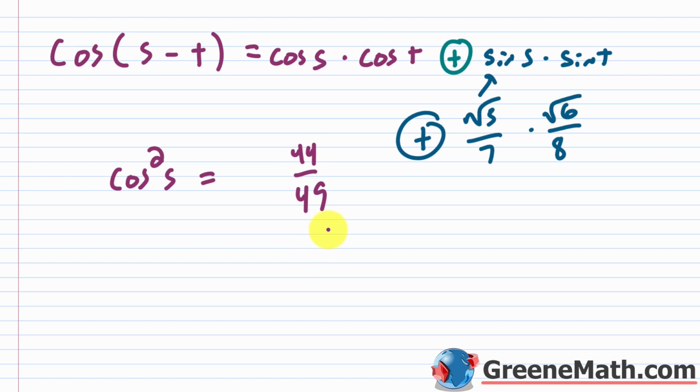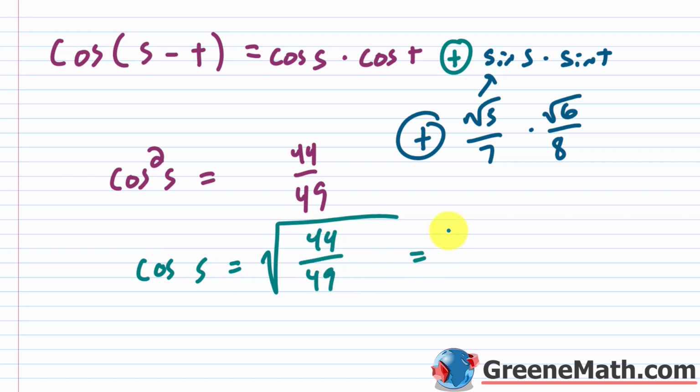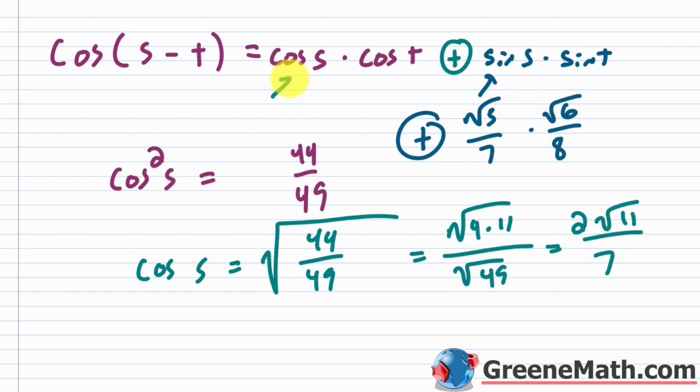Now again, we're in quadrant 1, so everything's positive. So the cosine of s is the principal square root of 44 over 49, which is the square root of 44. Let's write that as 4 times 11 over the square root of 49. So square root of 4 is 2. So this is 2 times square root of 11 over square root of 49 is 7. So this right here for the cosine of s, this is 2 times square root of 11 over 7.